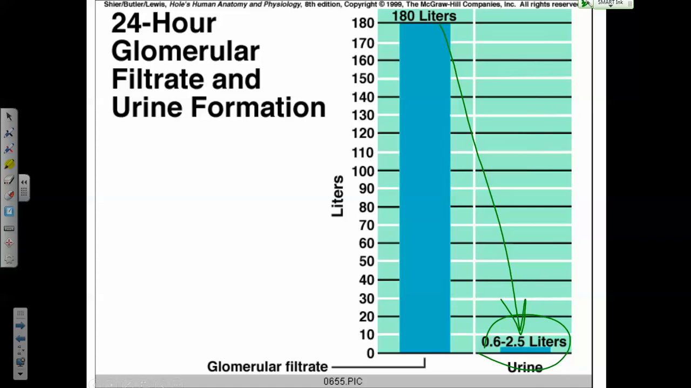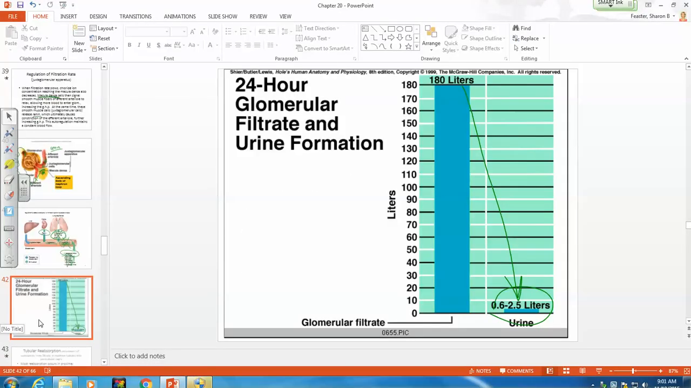You've got a lot to study, to chew on these next few days. When we get back next time, we'll finish urine formation, and then we'll go through the other organs of the urinary system. And then we'll do the next chapter.